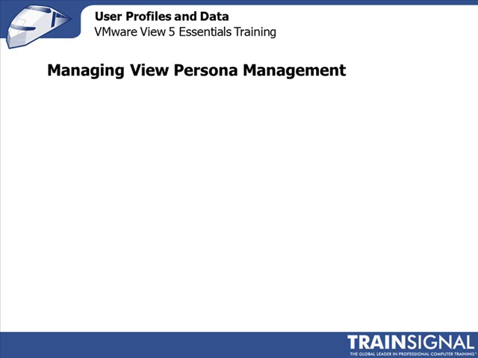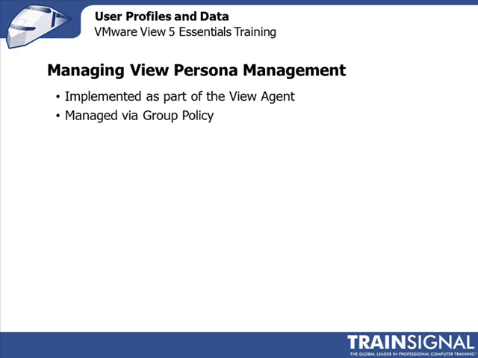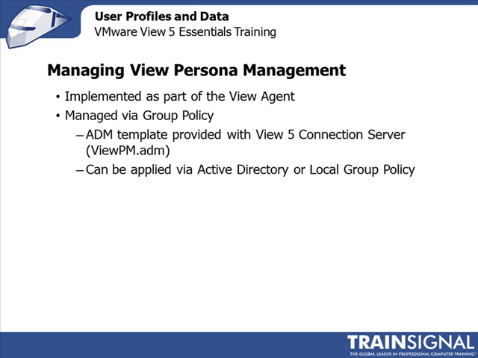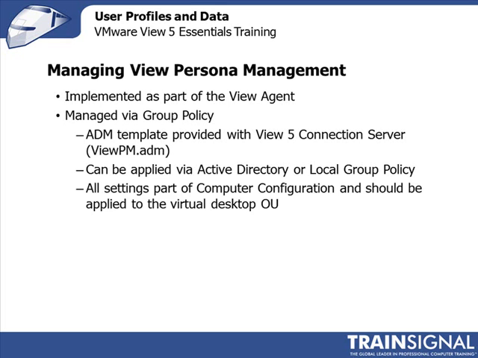So let's talk about how you can set up Persona Management. The installation of Persona Management is relatively easy. It's just another option within the View agent to install. It's then managed via group policy. You use an ADM template provided on the View connection server once it's installed. You simply need to load this ADM template up into a GPO that's either applied at the Active Directory level or even as a local group policy. The settings in the ADM template are part of the computer configuration section, so the GPO should be applied directly to the virtual desktops, not to the users themselves.